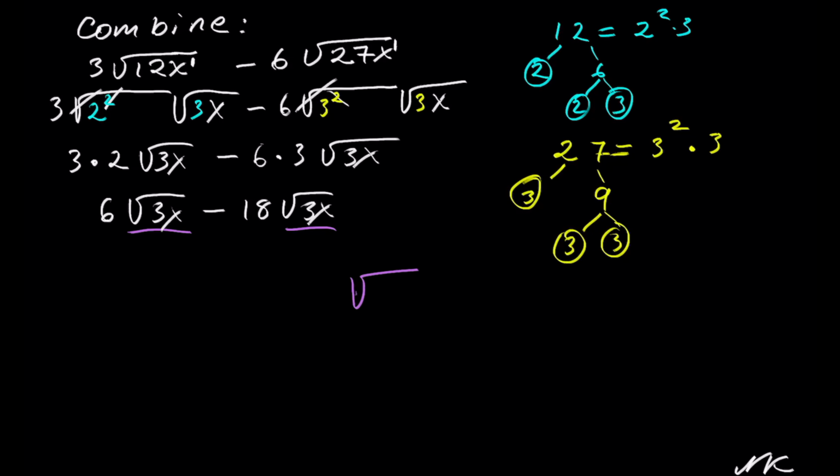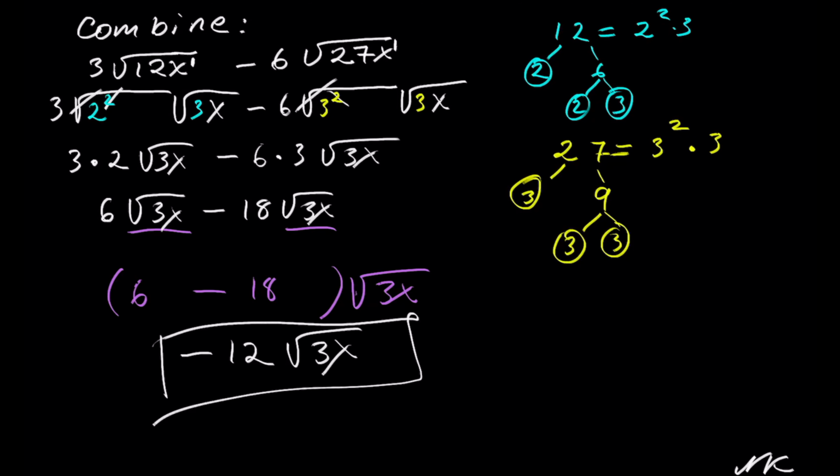So we have the square root of 3x, we have 6 in the first term, and we have minus 18 in the second term. So we get 6 minus 18 is negative 12 times the square root of 3x. And this is our solution. That's all.